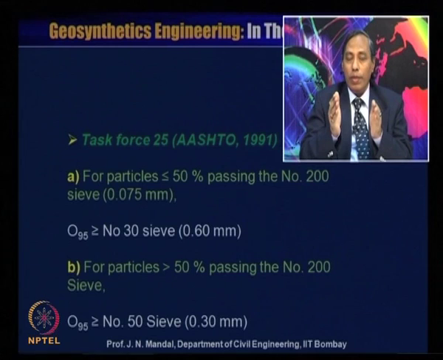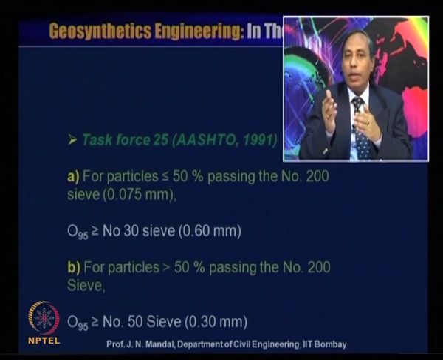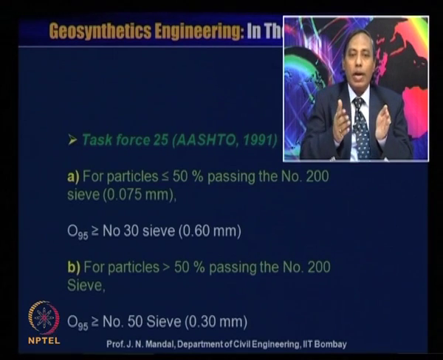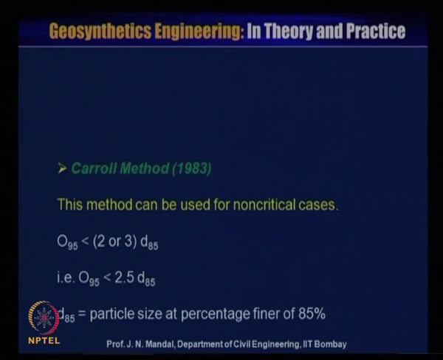This is very important. So, you can see from the grain size distribution curve whether the particles are less than 50% passing the number 200 sieve or greater than 50% passing the 200 sieve. Based on that, from the Task Force 25, you can determine what is O95. If it is less than 50%, then O95 is 0.60 millimeter, what you require. If it is greater than 50%, then O95 should be 0.30 millimeter. So, this is given by the Task Force.